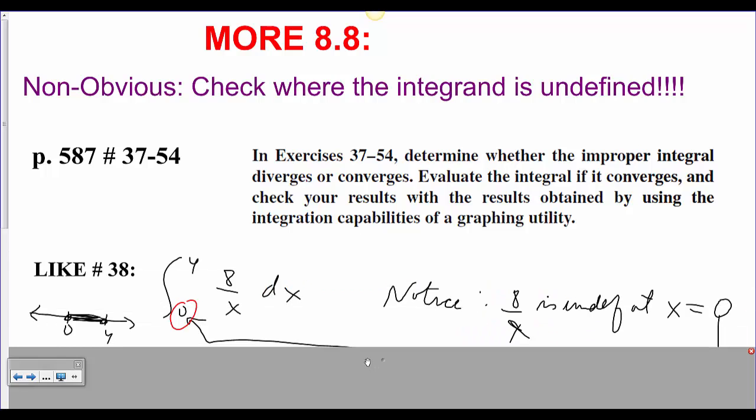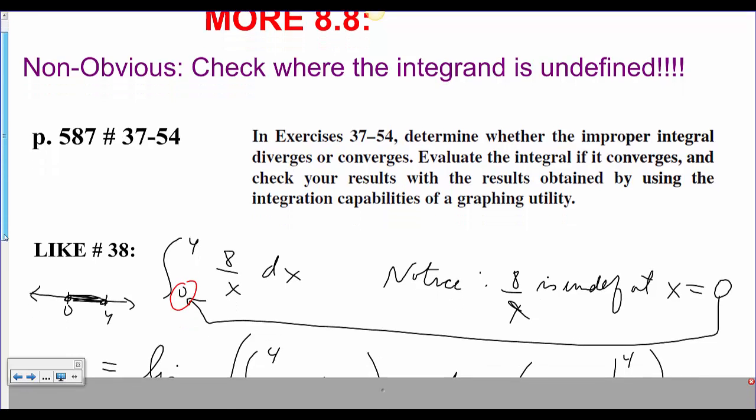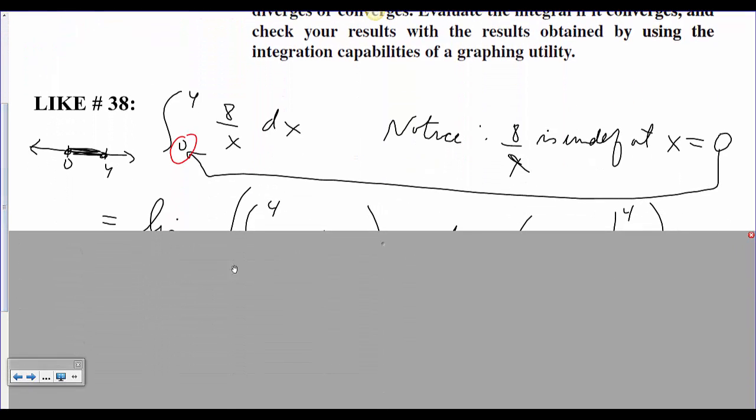Okay, so this is like number 38. It's not quite number 38. The question is the integral from 0 to 4 of 8 over x dx. The first thing you have to notice is that 8 over x is undefined at x equals 0, and 0 is one of the limits of integration. So you have got to rewrite this as a limit, and we've talked about that before. You have to write an improper integral as a limit.